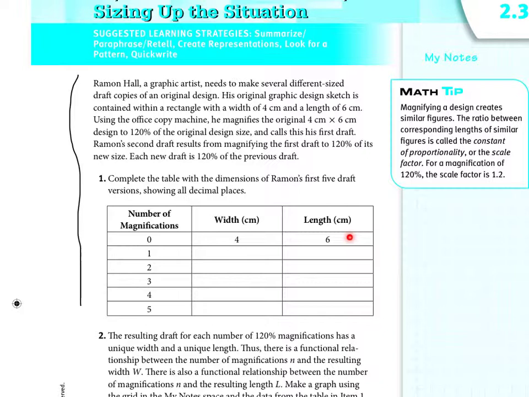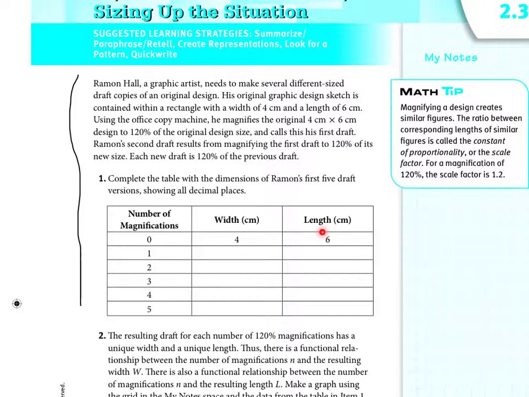Using the office copy machine, he magnifies the original 4 centimeter by 6 centimeter design to 120% of the original design size and calls this his first draft. Raymond's second draft results from magnifying the first draft to 120% of its size, and each new draft is 120% of the previous. So we are going to have to figure out how to take 4 and 6 and make them 120% bigger.